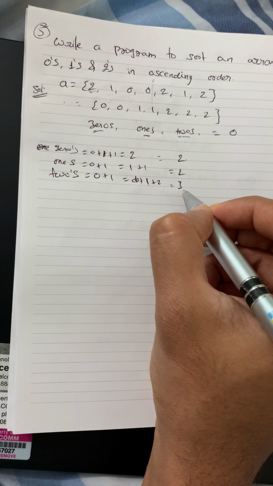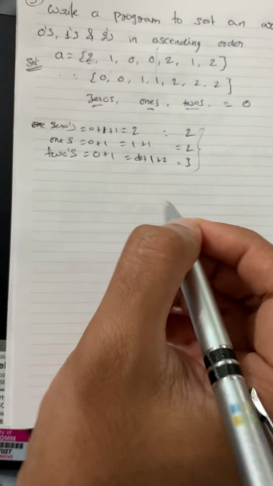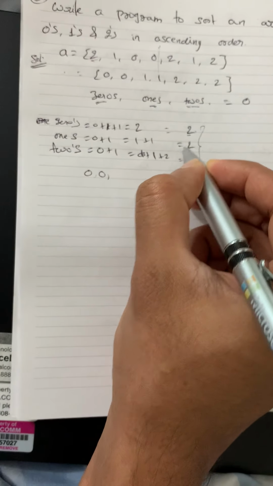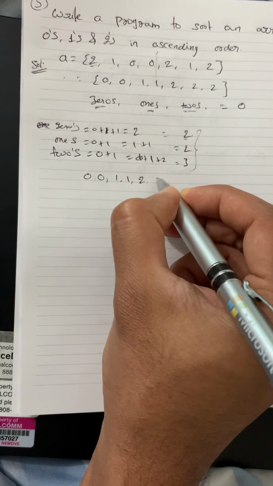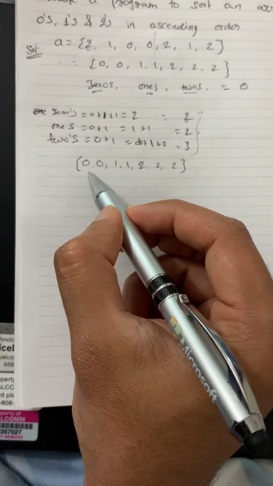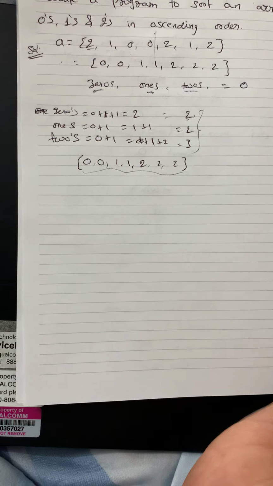After having these 3 variables' information, I will append 2 zeros in the beginning of the list, 2 ones after zeros, and 3 twos. My code should return this array.